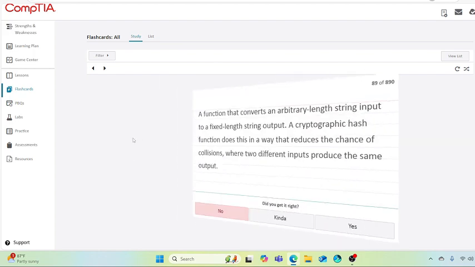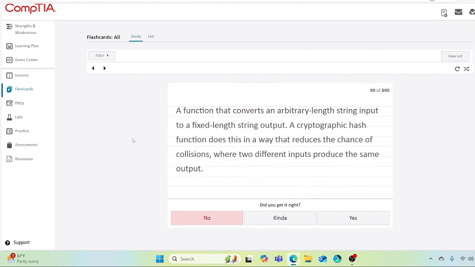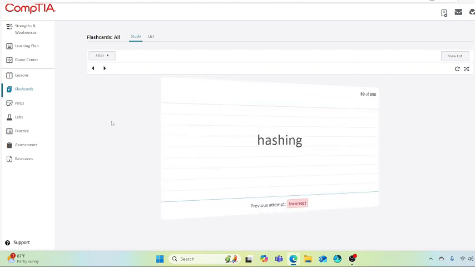Hashing. A function that converts an arbitrary length string input to a fixed length string output. A cryptographic hash function does this in a way that reduces the chance of collisions, where two different inputs produce the same output.